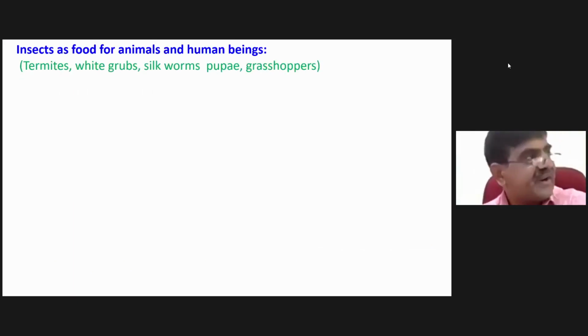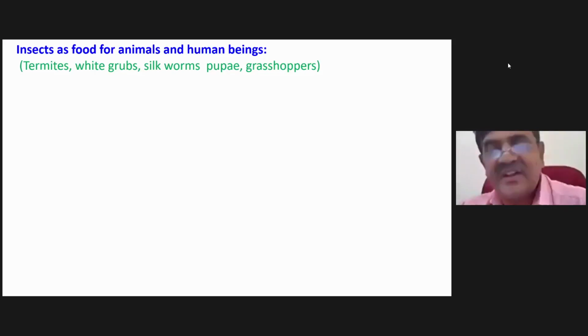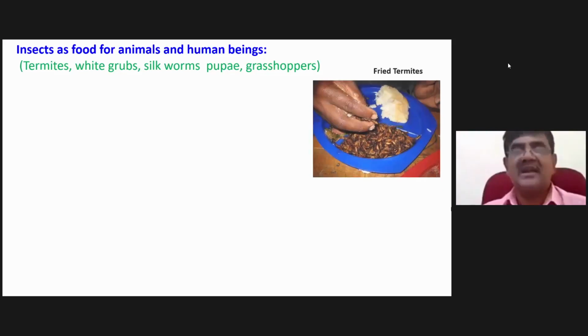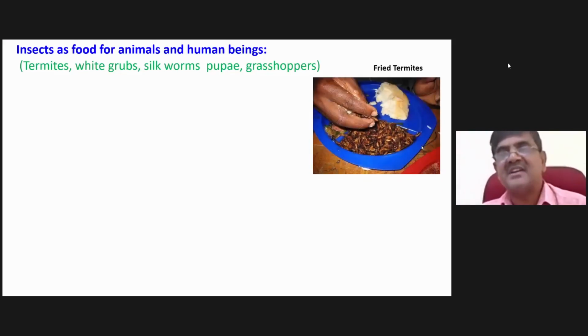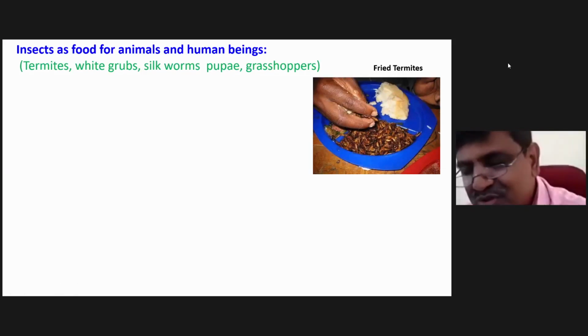And the major use of insects is that insects can be used as food for animals and human beings. I think if you are from rural areas, you might have tasted some insects. For example, these are the termites, especially during the first rains or the first monsoon showers.